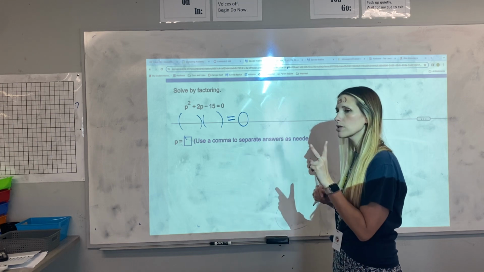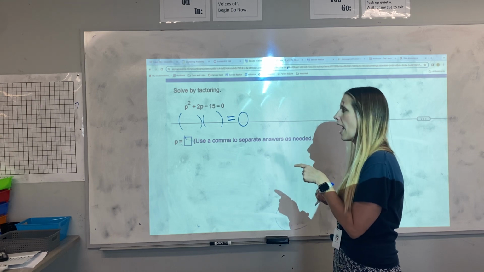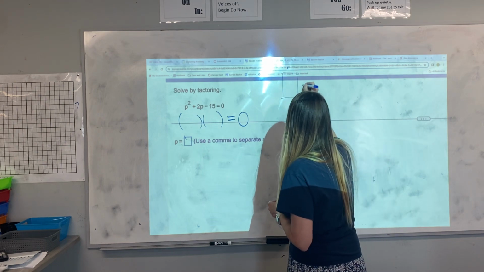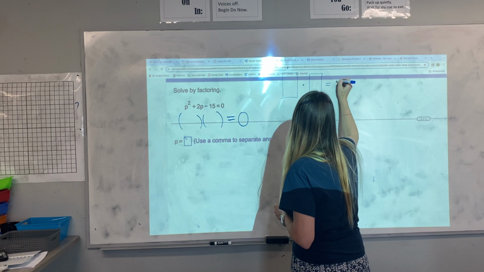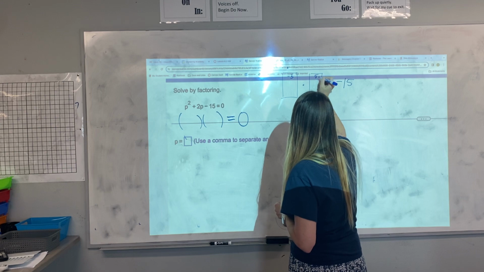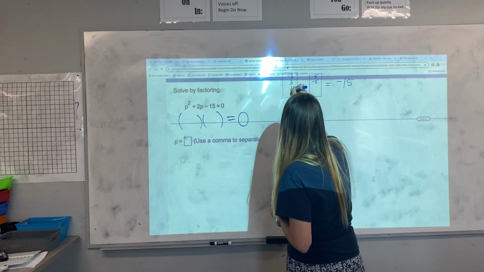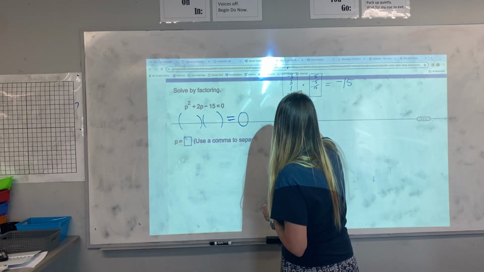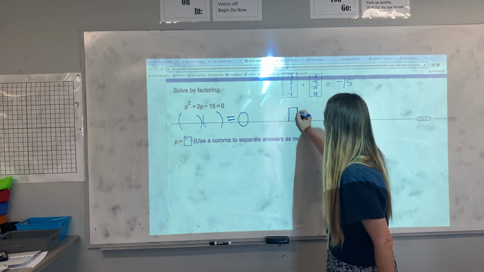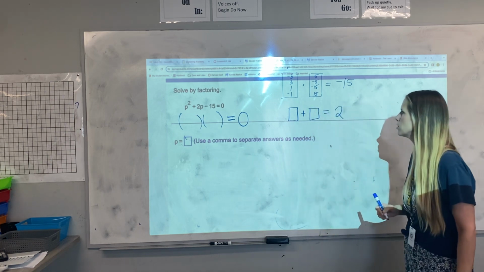So I need to find 2 numbers that multiply to get what? Negative 15. And that add to get positive 2. So I make my nice long boxes so I can do a couple of pairs to get negative 15. I could do negative 3, positive 5. I can do positive 3, negative 5. I can do 1 and negative 15. I can do negative 1 and positive 15. Which one of those pairs will add together to get a positive 2?